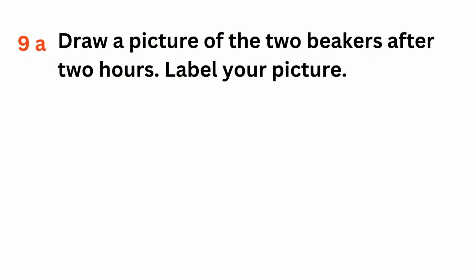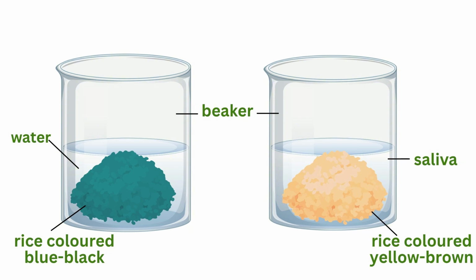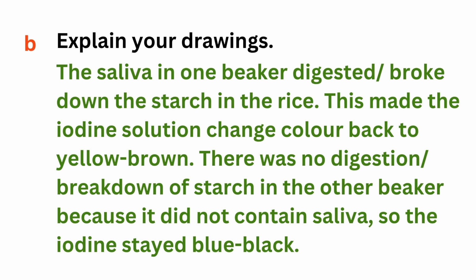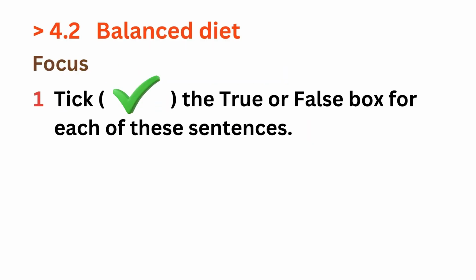Question 9a. Draw a picture of the 2 beakers after 2 hours. Label your picture. Question B. Explain your drawings. The saliva in one beaker digested or broke down the starch in the rice. This made the iodine solution change color back to yellow-brown. There was no digestion or breakdown of starch in the other beaker because it did not contain saliva, so the iodine stayed blue-black.